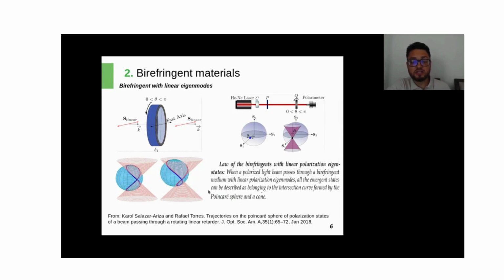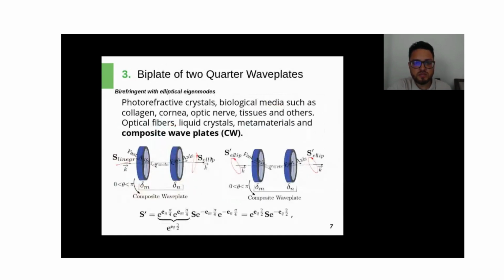This is a geometric law that we are going to work with, and we're going to make a generalization to elliptical eigenstates in any birefringent material. These are the linear eigenmodes used for wave plates, but in general, birefringent materials or the most complex media obtain elliptical eigenmodes, like photorefractive crystals, biological media like cornea, the optic nerve, tissues in general, and other optical systems like optical fiber, liquid crystal, metamaterials, and in general decomposed wave plates.